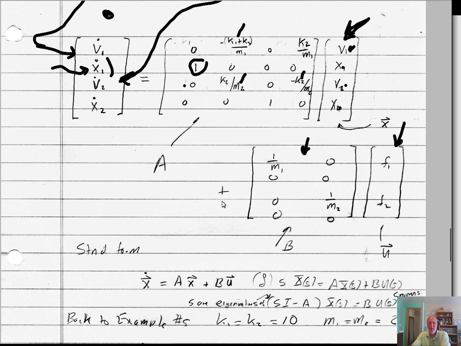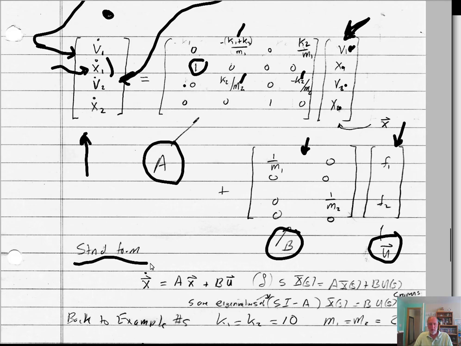Notice now we've put this into a nice neat package where we have first derivatives on this side, no derivatives on this side, and it's in terms of a nice matrix where we call this thing the A matrix. It multiplies the states v1, x1, v2, x2. And this thing the B matrix because it multiplies the inputs. And this is the standard form.